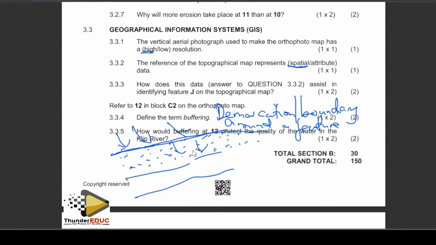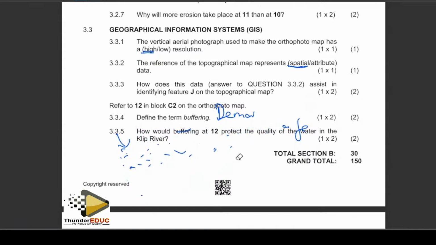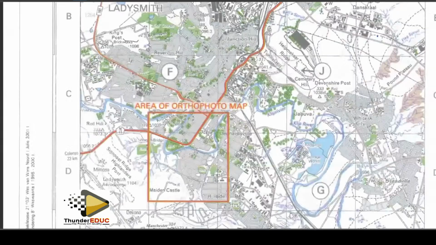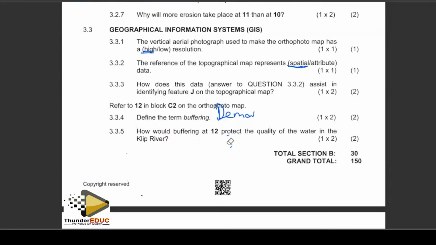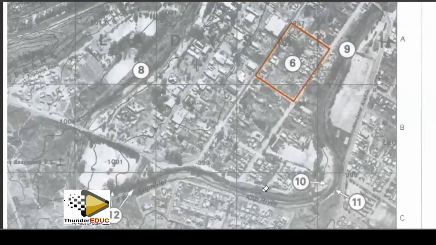Move on to the next question, which is our last question for the paper. Right. How would buffering at 12 protect the quality of water in the Klip River? Buffering at 12, we are using the orthophoto map. There's evidence of buffering at point 12 on the orthophoto map. Let's check, our 12 is there. There is some boundary along the Klip River as indicated by 12 there, definitely.